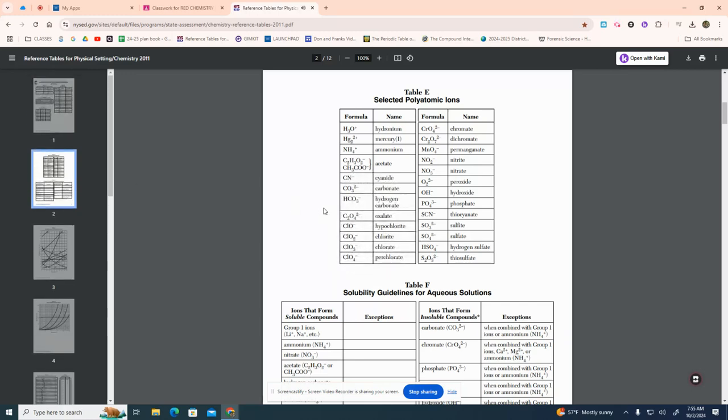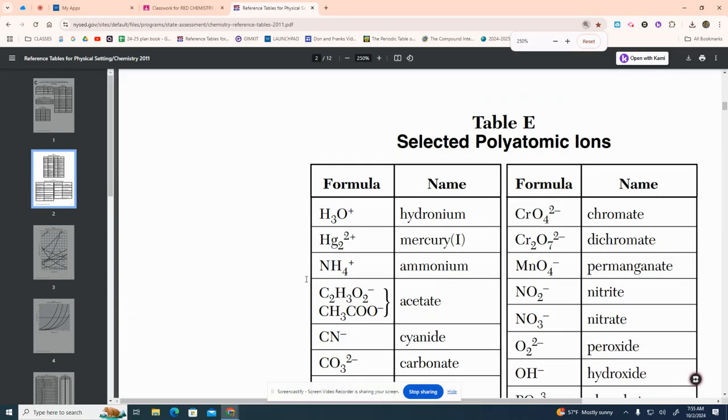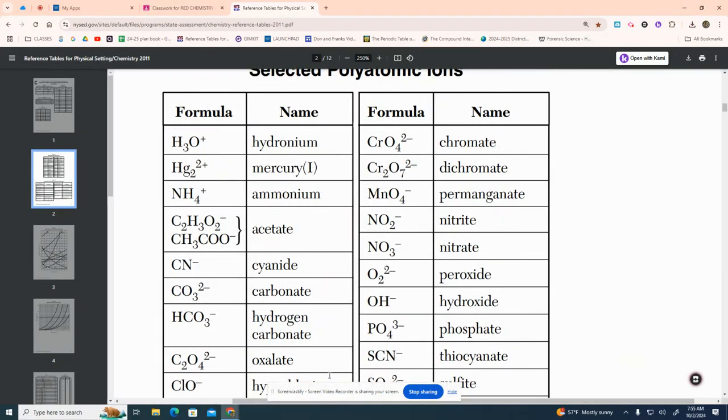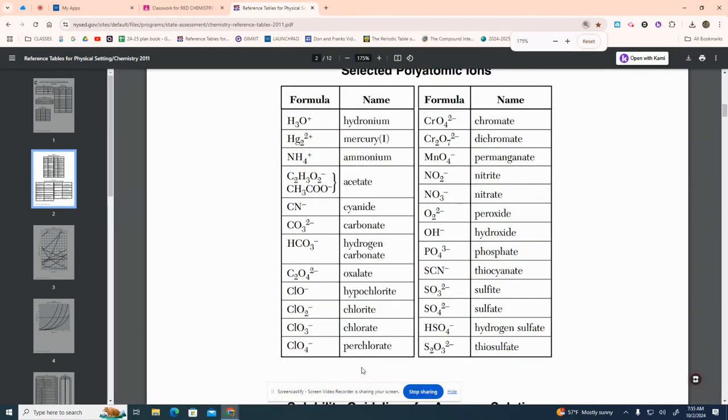Table E as in elephant. Yes, selected polyatomic ions.